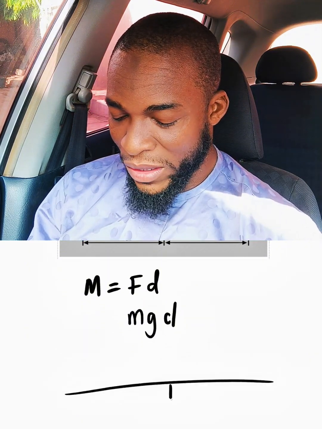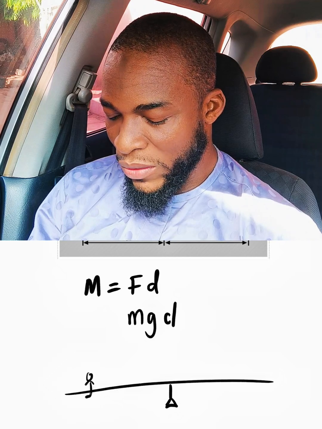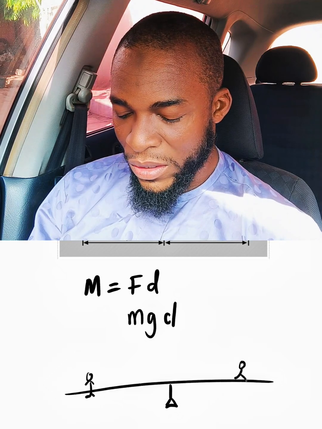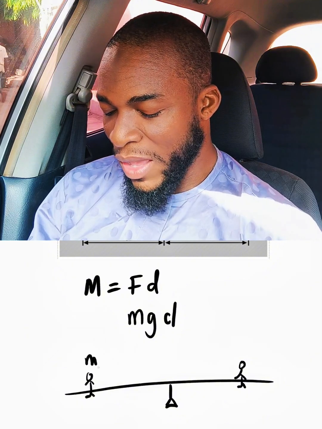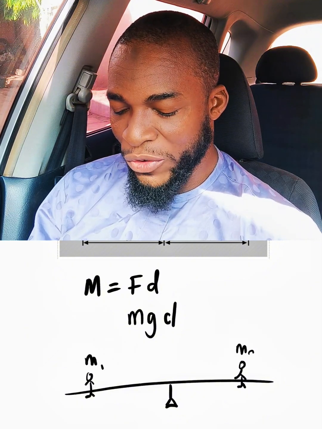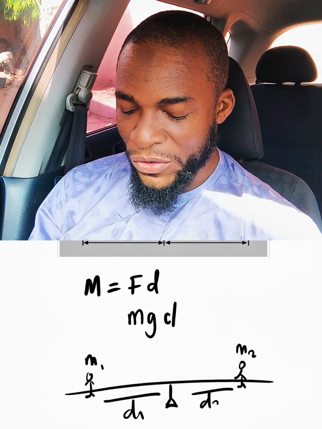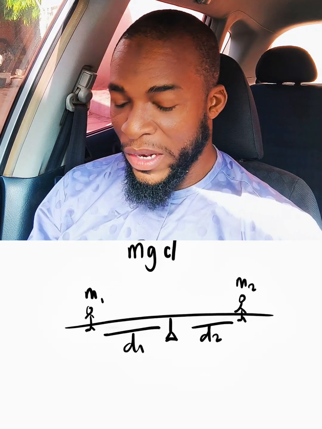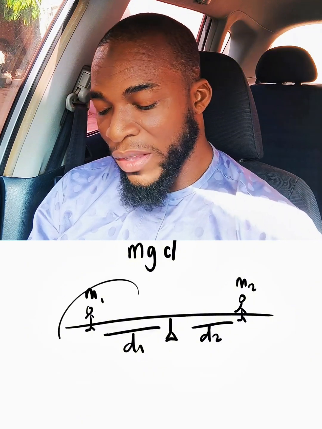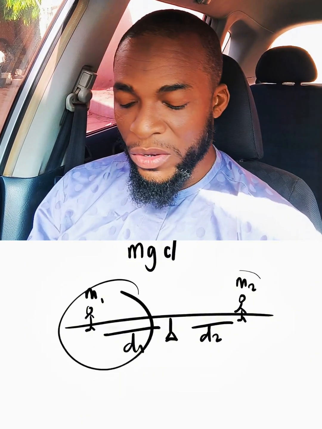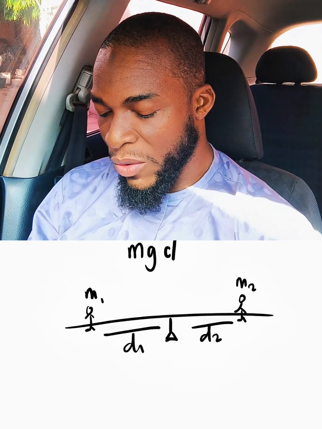Suppose you have another beam here. We have two people sitting, something like this. Let's assume the mass of this guy here is m1, the mass of this one is m2, the distance here is d1, the distance here is d2. Then according to the moment, it stated that the left hand side moment is equal to the right hand side moment about this point.